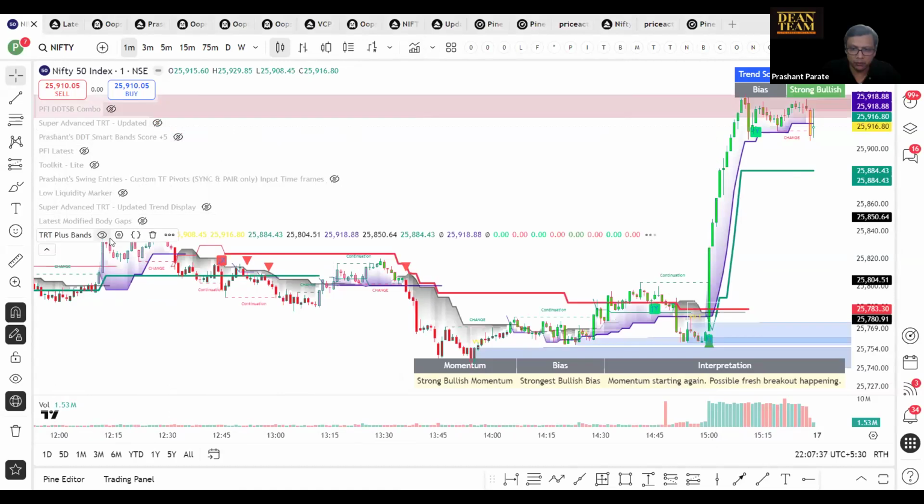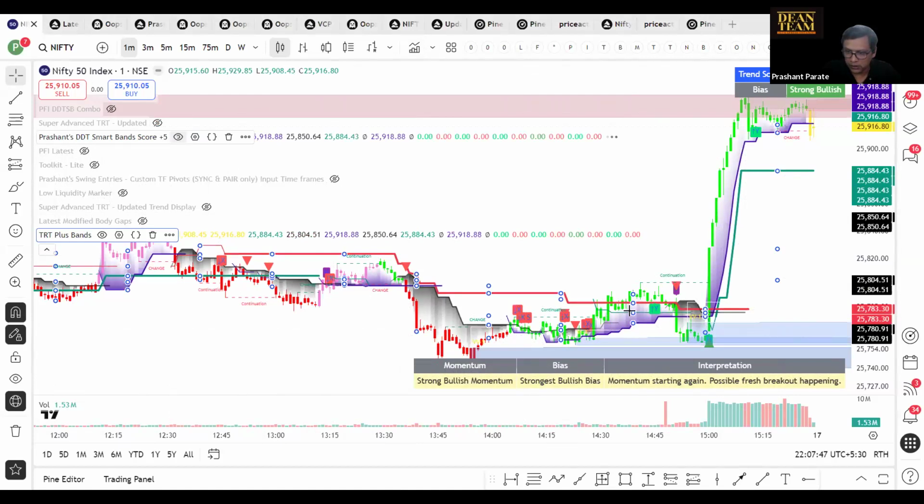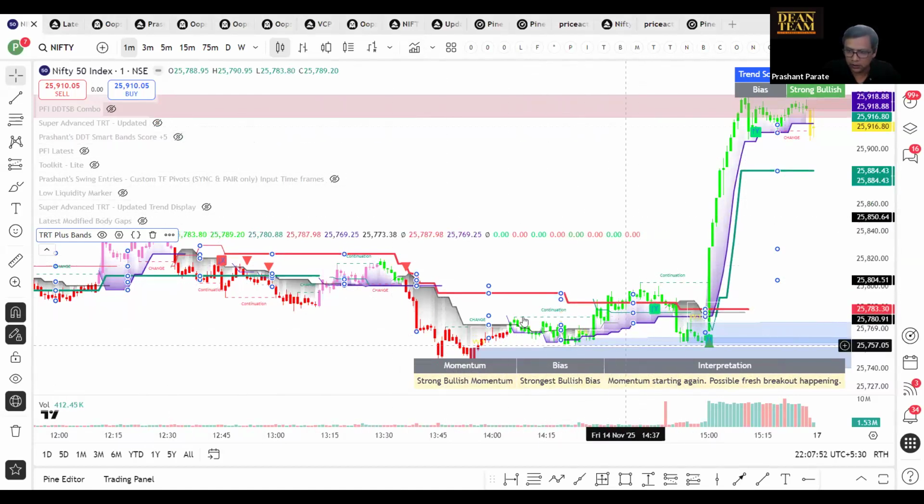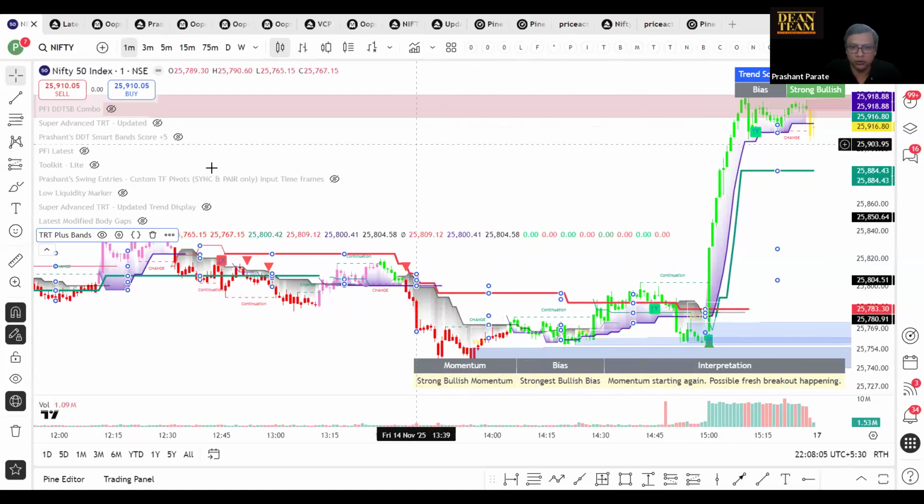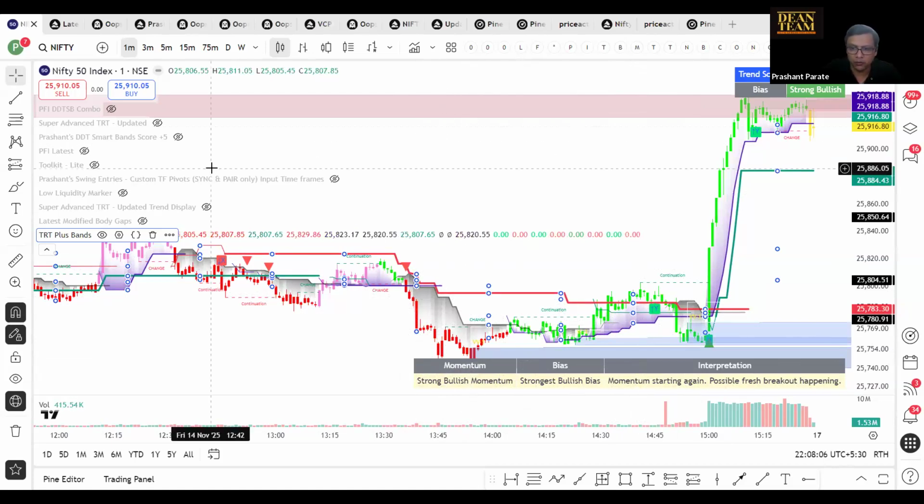I have combined TRT plus bands, and when the TRT color is green, it will not show any selling signals on bands. If you see the band, there are many sell signals here. Because we have added TRT in this, all the sell signals have disappeared. This is very important. If the trend is up, then we should not get sell signals. When the trend is down, we should not get buy signals. Even if we skip those kind of trades, we can save a lot of money.